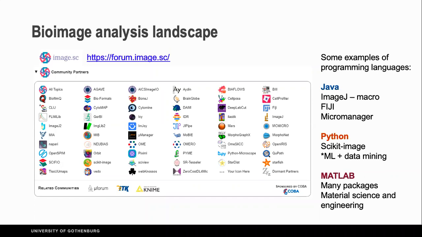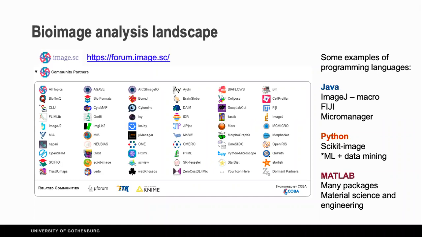Now, if we look into those, there are some programming languages that are a little bit more common than others. But in principle, there's a lot of things developed in the Java world. Those include, for example, ImageJ or Fiji. Then we have Python, and that, of course, is very huge in the machine learning community. And then we have things such as MATLAB as well, and some other software, right?